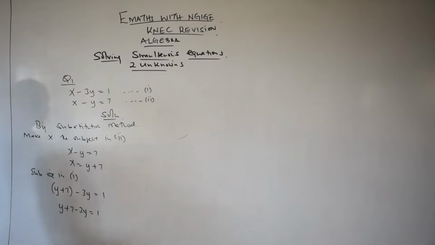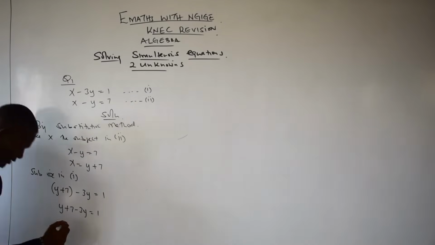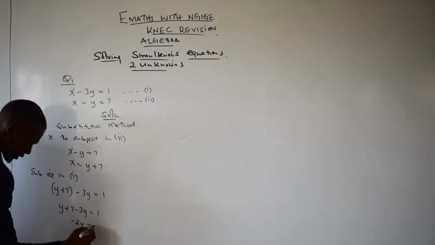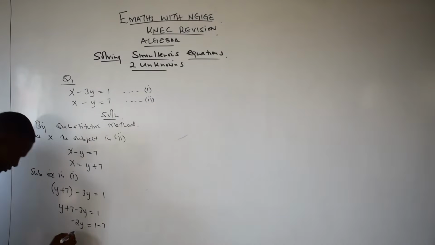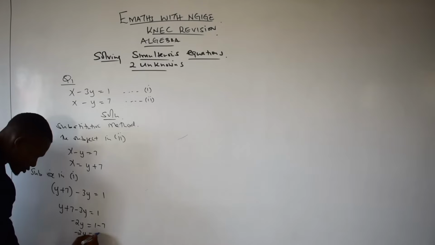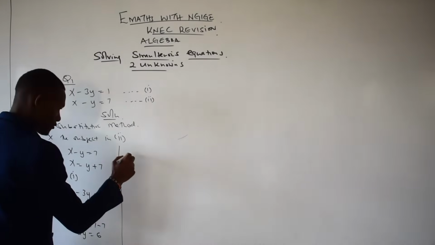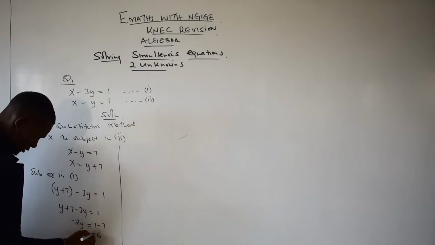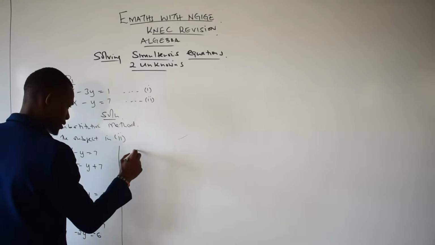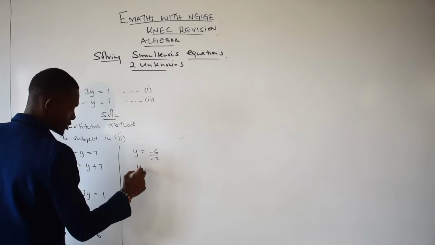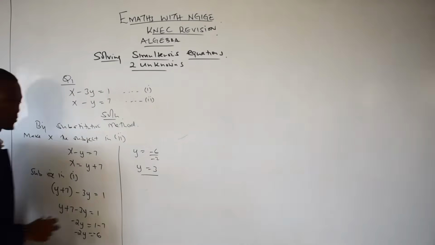Then take 7 to the right hand side, then subtract. So y minus 3y, we have negative 2y. Then we have 1 minus 7. So we have negative 2y equals negative 6. Therefore your value of y will be given by negative 6 divided by negative 2. So your y will be what? Your y will be 3.